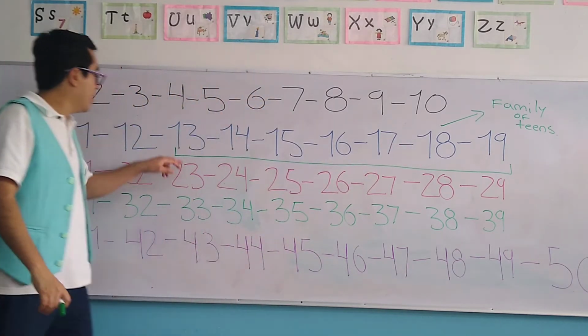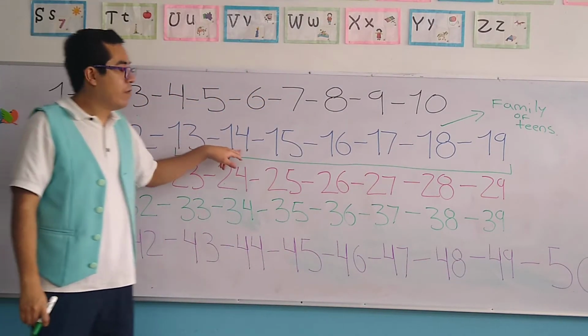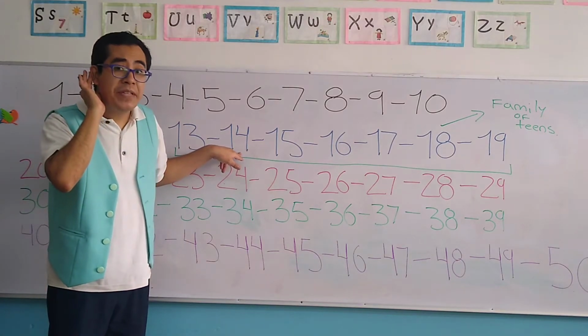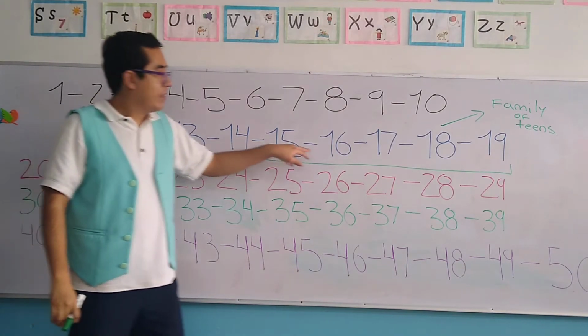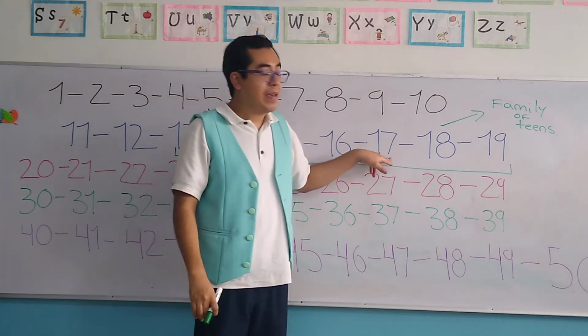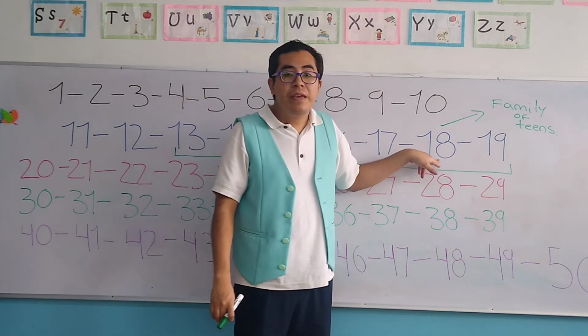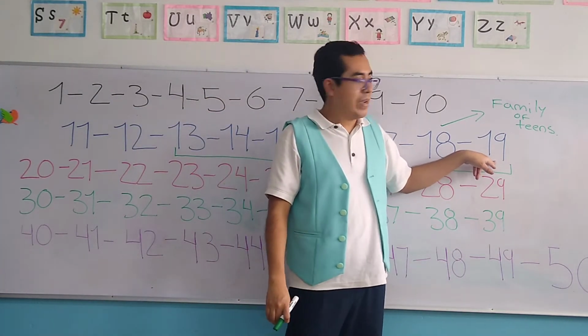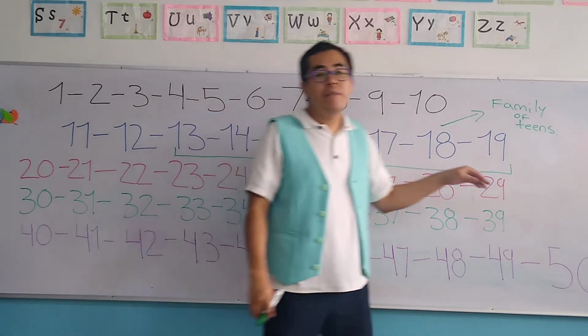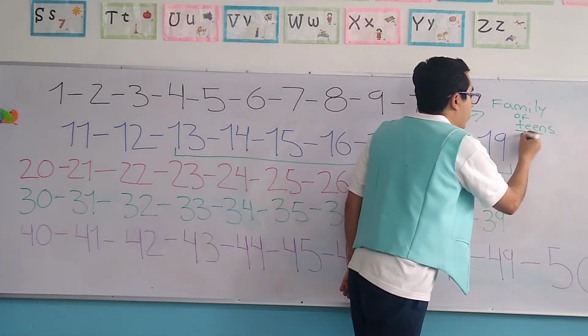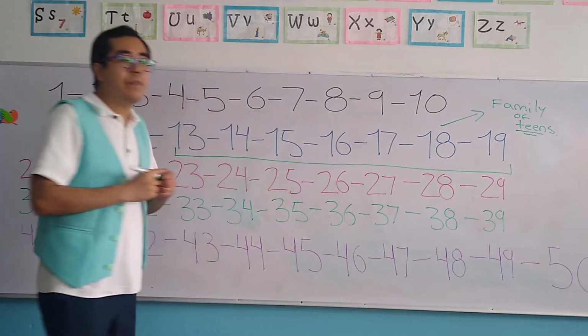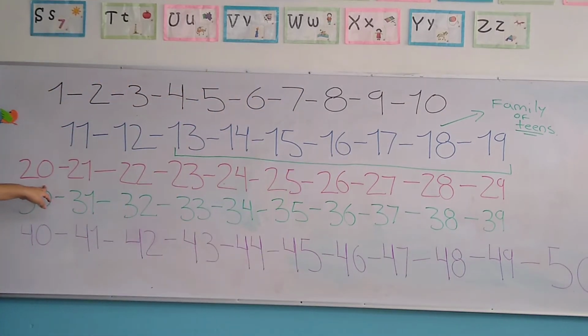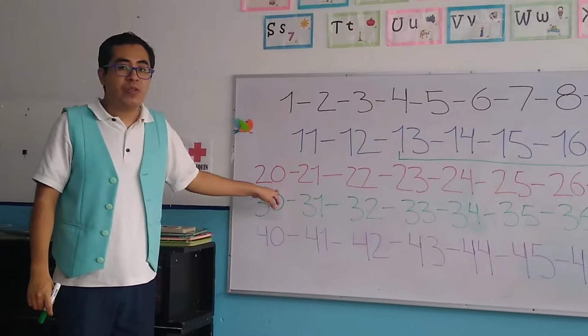One more time. 13, 14, can you hear? Teen. 15, 16, 17, 18, 19, okay? So all of these are the family, la familia de los teens. Now, what happens with the number 20? ¿Qué va a pasar con el number 20?